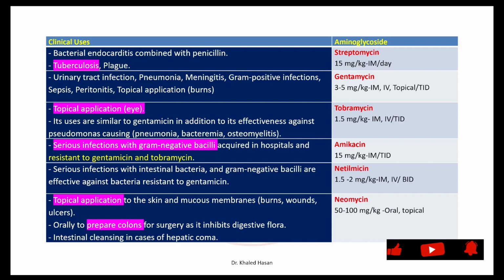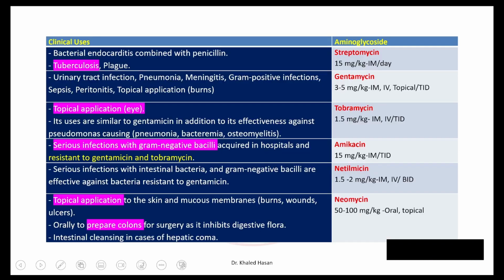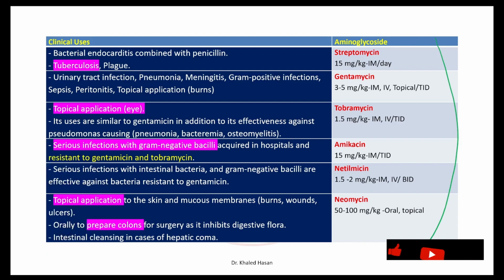On the right side we have the aminoglycosides. If you go back a little bit, we have the aminoglycosides again. I need to change the color of this pen and go with the red. So we have the aminoglycosides: streptomycin, gentamicin, tobramycin, amikacin, netilmicin, neomycin.